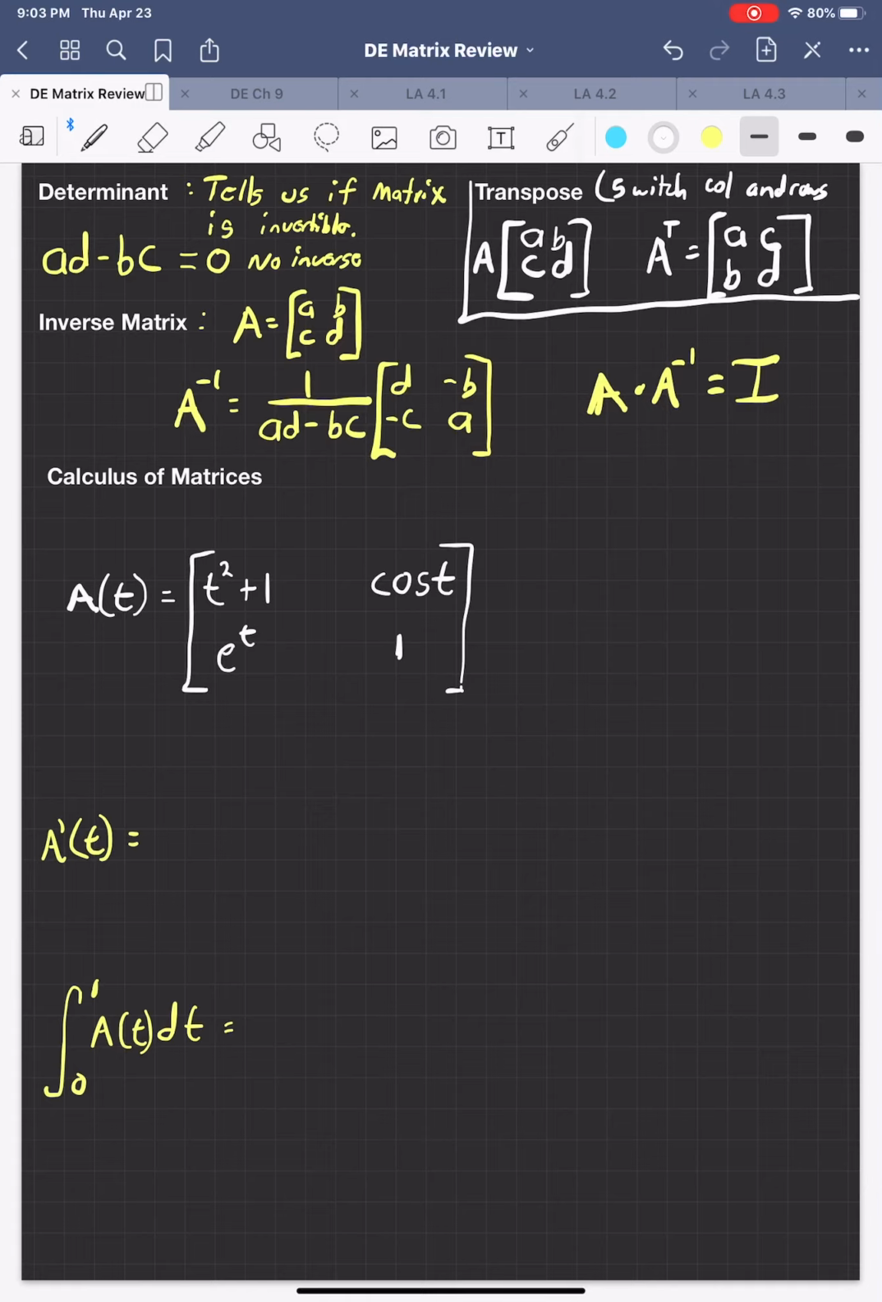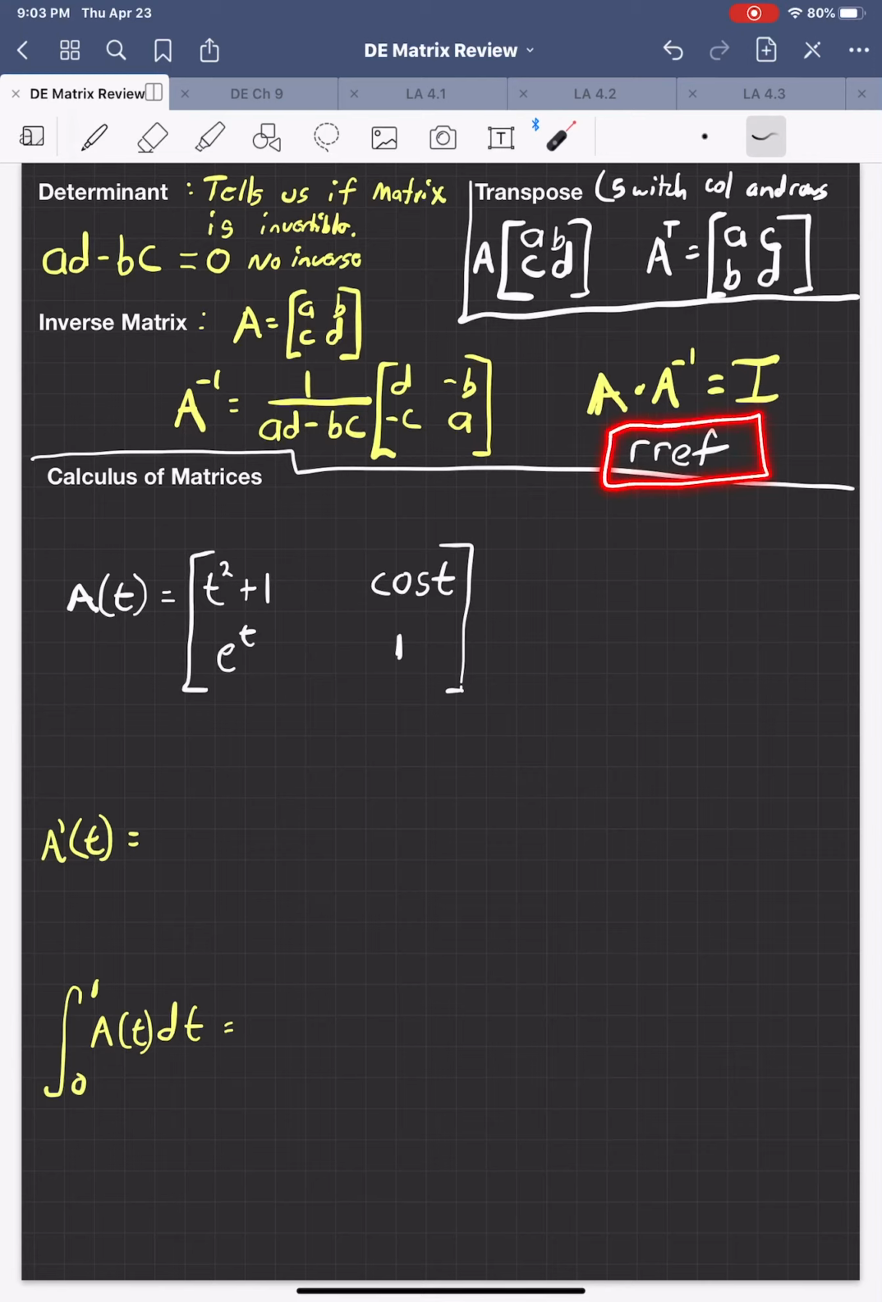Now, other things that I'm not going to cover in detail is the fact that you know how to row reduce a matrix, right? RREF or REF. If this is something that you don't remember, you might have to do a quick YouTube video on how to row reduce a matrix. And then, of course, your calculator can do a lot of that heavy lifting for you.